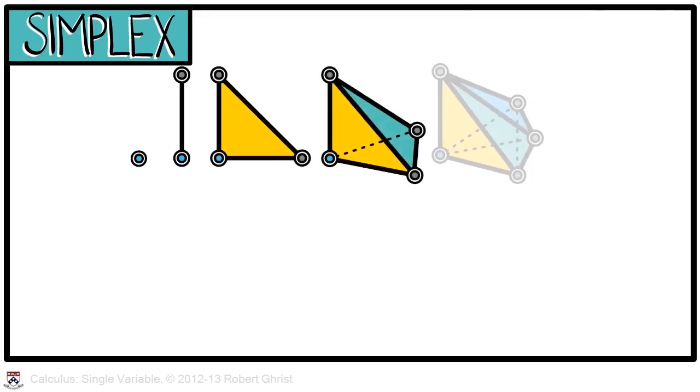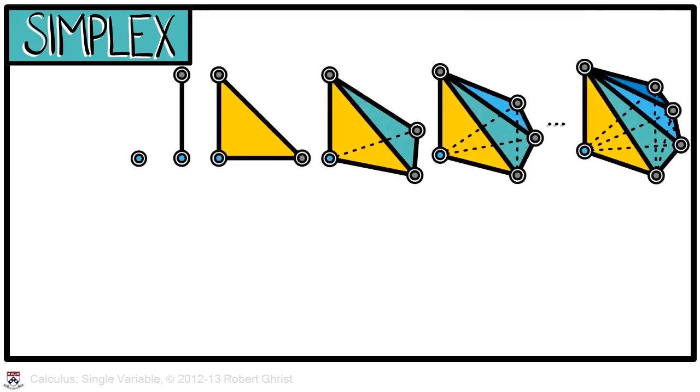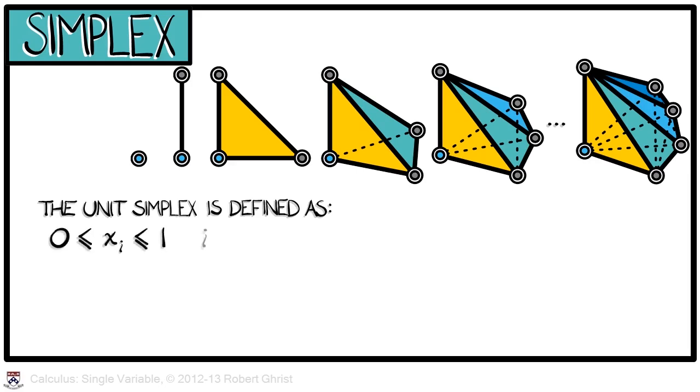This is the simplex. This is an n-dimensional generalization of a triangle or a pyramid. The unit simplex is defined algebraically as a subset of the unit cube that satisfies an additional constraint, this being that the sum of the coordinates is less than or equal to 1.